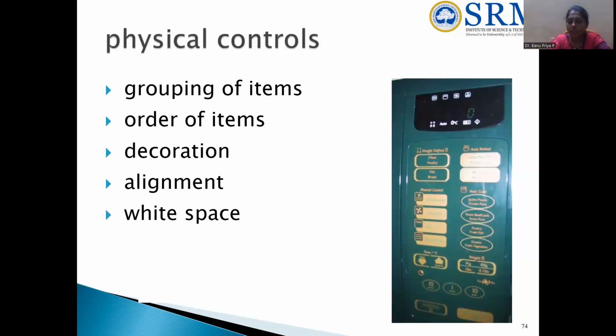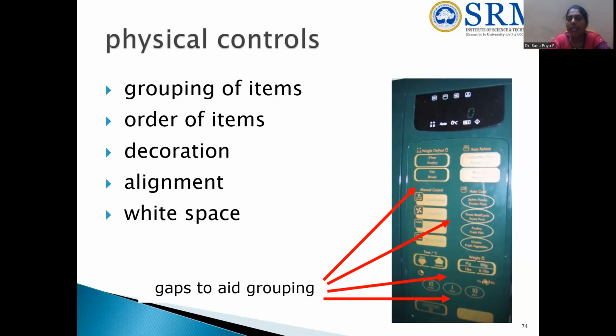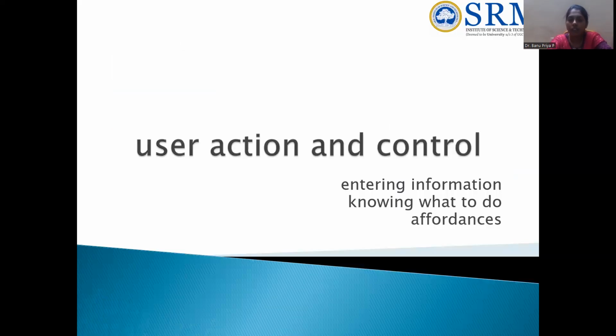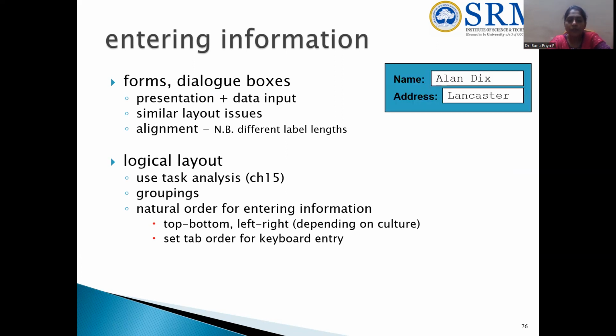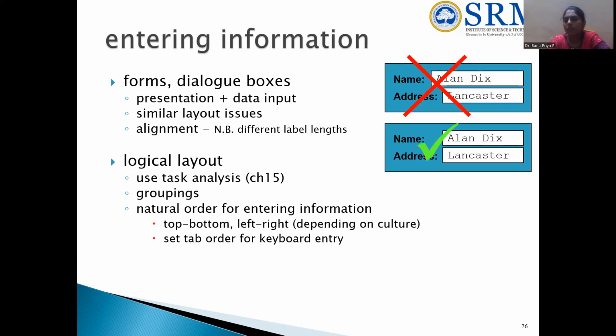What about white space? If you look at this, the gaps aid grouping; there are few white spaces, not to make it readable. User action and control. So the forms and dialogue boxes can be important for entering the information. It should be logically grouped and the tasks should be analyzed within that grouping. For example, name, address. This is not good, whereas this is good. The alignment is proper.